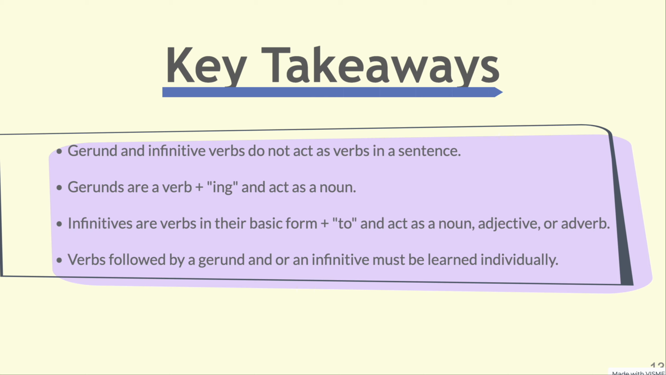This is a tricky subject even for native speakers, so let's sum up what we've discussed. Gerunds and infinitives do not act as verbs in the sentence. Gerunds are a verb that ends in ing and acts as a noun. Infinitives are verbs in their basic form that usually start with to and act as a noun, adjective, or adverb. And finally, verbs that are always followed by a gerund or infinitive are learned as you go. There are no particular rules for how to tell they are one of these verbs.